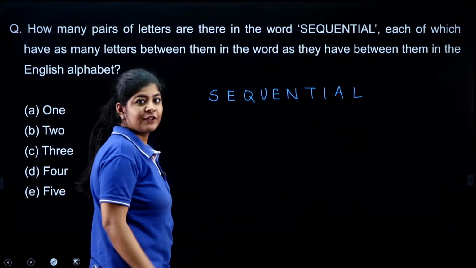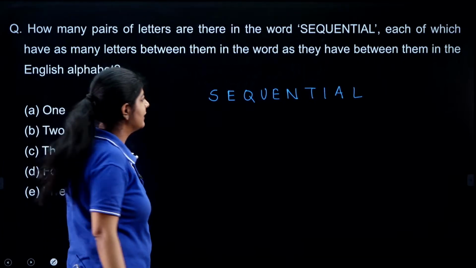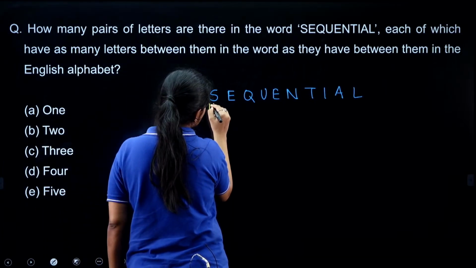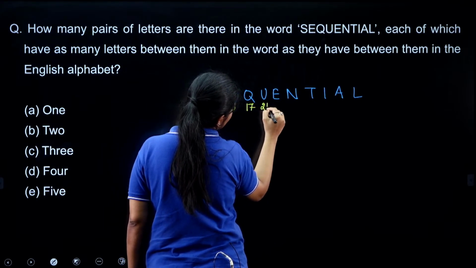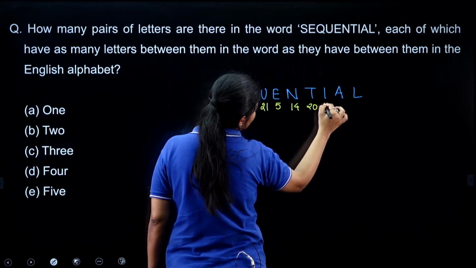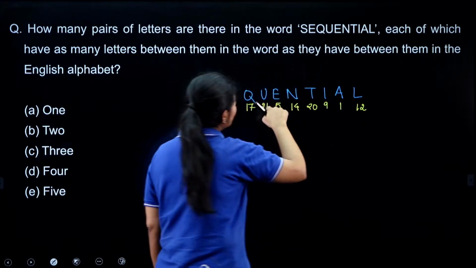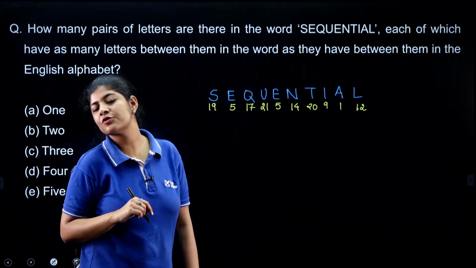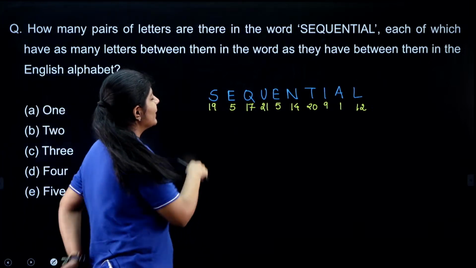Right? Afterwards, what we have to do? We need to take the help of associated numbers. So, 19, 5, 17, 21, 5, 14, 20, 9, 1 and 12. Now, 21 is the highest number, so there is no point to go beyond 21. So, we will start with 19.